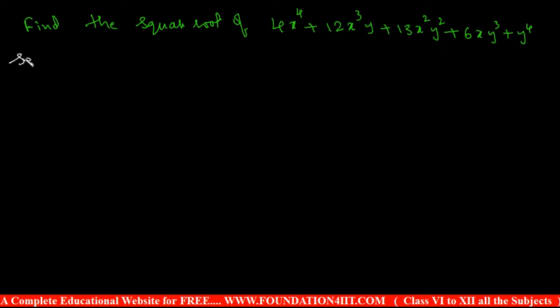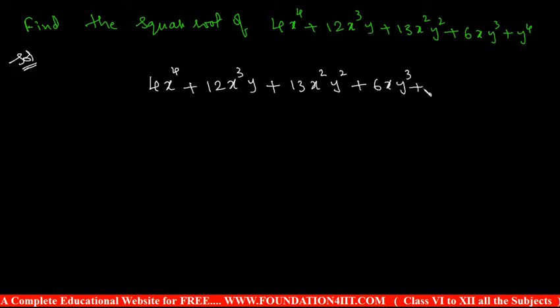So let's start the solution. First we should take the polynomial as it is, that is 4x^4 + 12x^3y + 13x^2y^2 + 6xy^3 + y^4. When asked to find the square root, it is only possible if it is a perfect square, which they will give in the question.